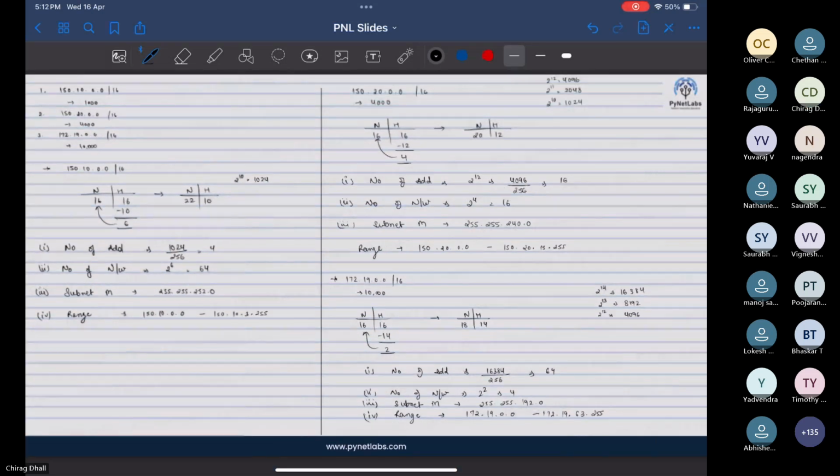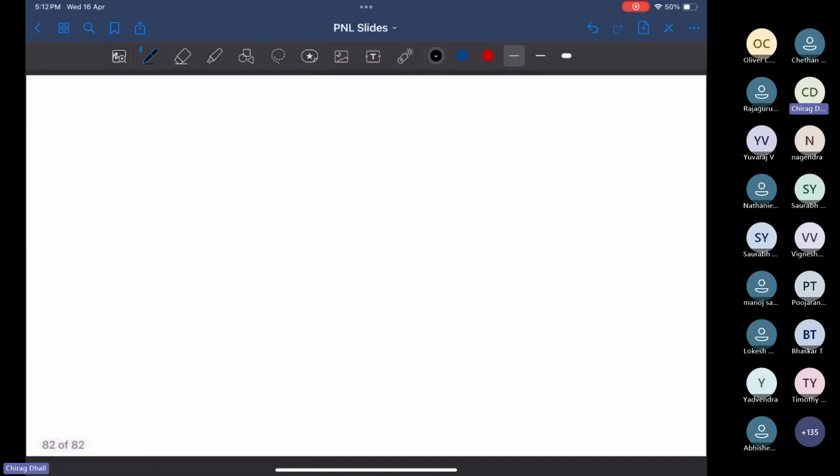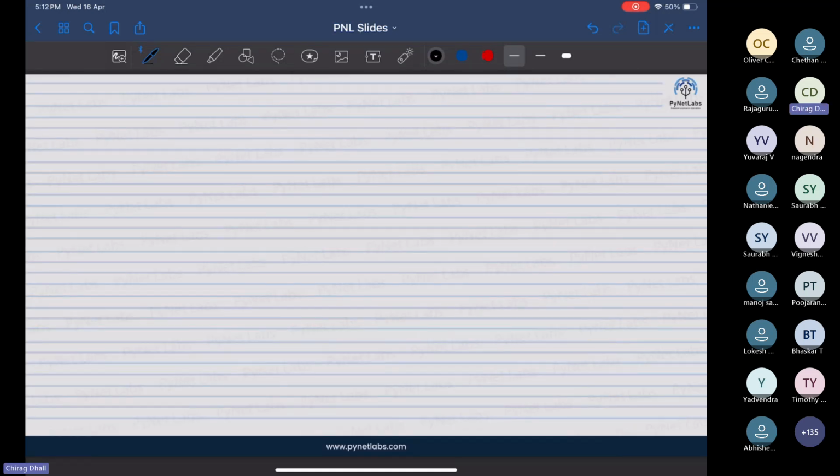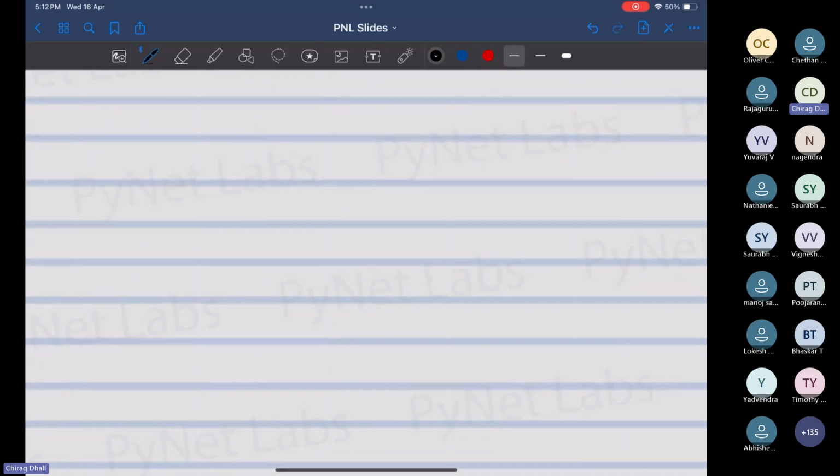Okay. Let's look at a class A example, and then we will be good for the day. Class A is when you have requirements greater than 65,536. Let's assume that we are provided with a class A network 8.0.0.0/8. And the requirement is of 100,000 addresses or 1 lakh addresses.